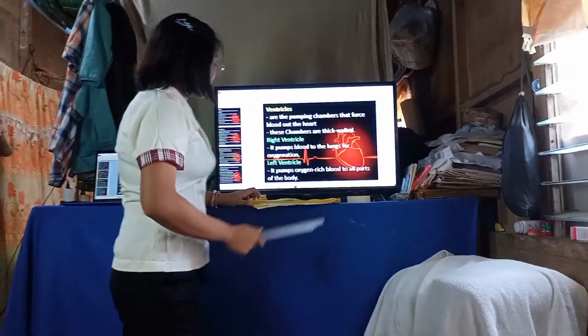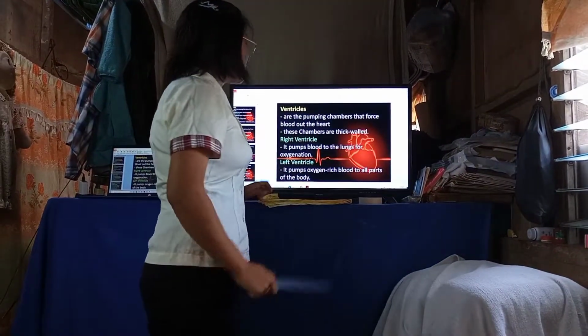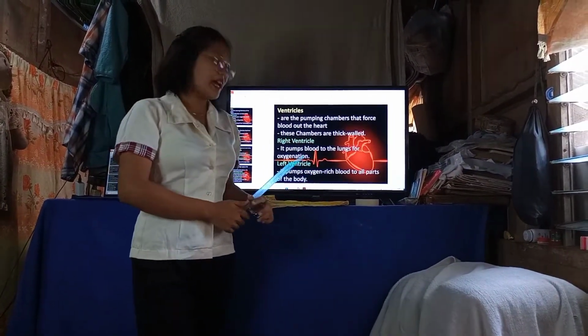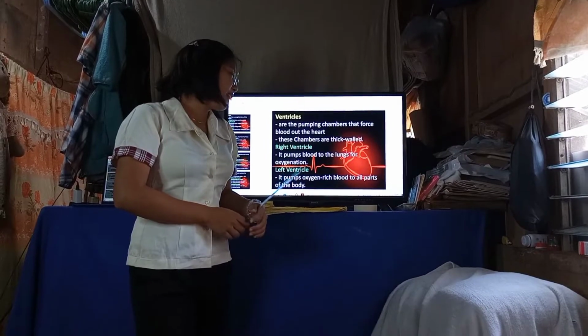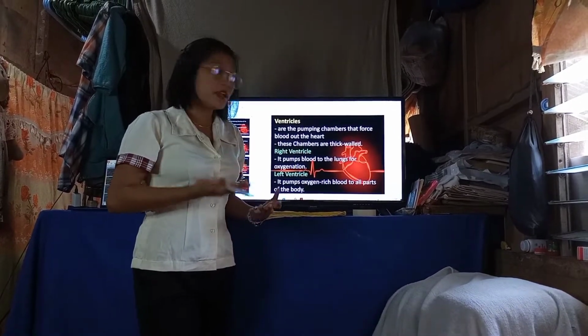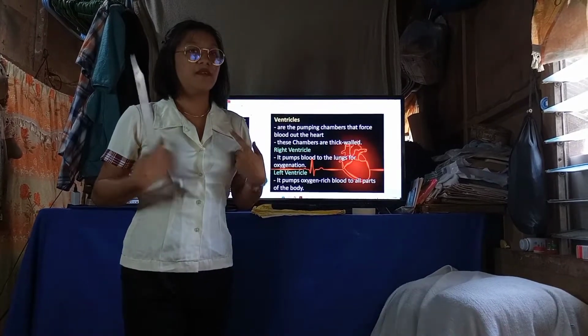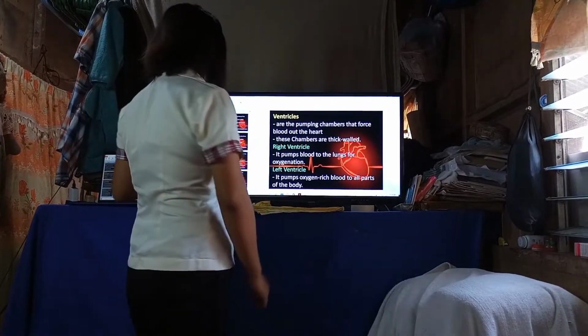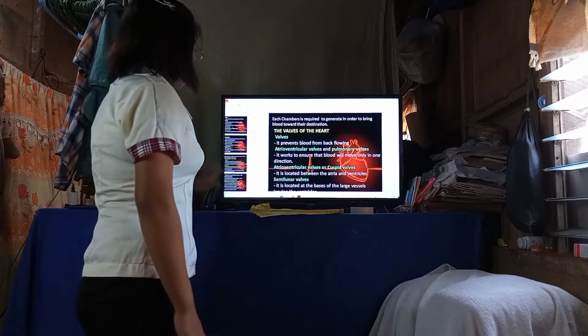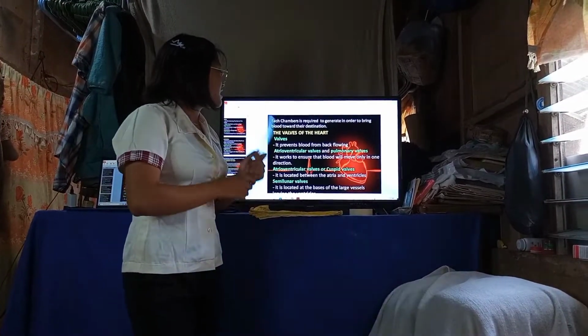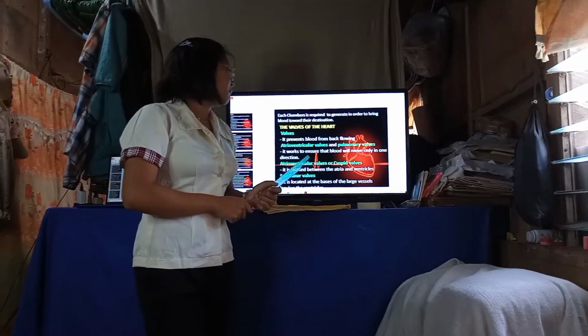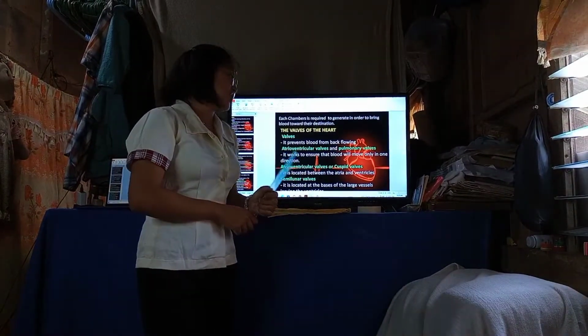So, let's move on to left ventricle. It pumps oxygen-rich blood to all parts of the body. So, the left ventricle pumps blood to the parts of our body. That's why we live. Okay. So, each chamber is required to generate force in order to bring blood toward their destination.